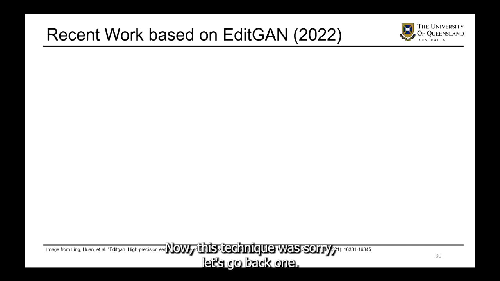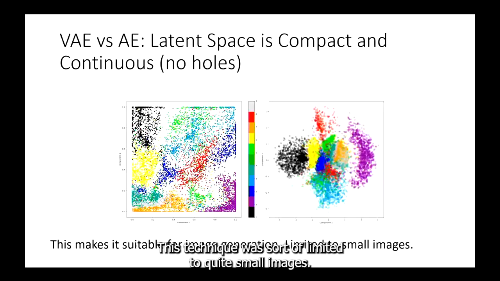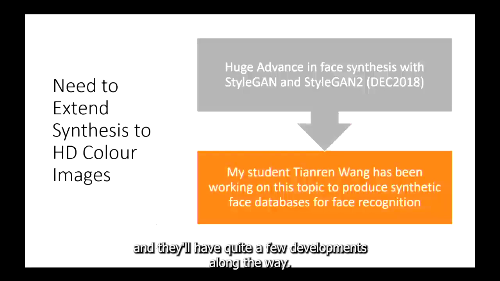Now, this technique, I'll just go back one. Okay. This technique was limited to quite small images, not really good enough for faces and so on. So they did a lot of work on that until eventually they managed to scale it out to much larger images. They used what's called StyleGAN or ProGAN, and there were quite a few developments along the way.